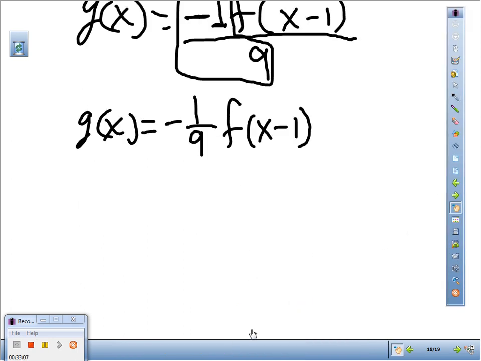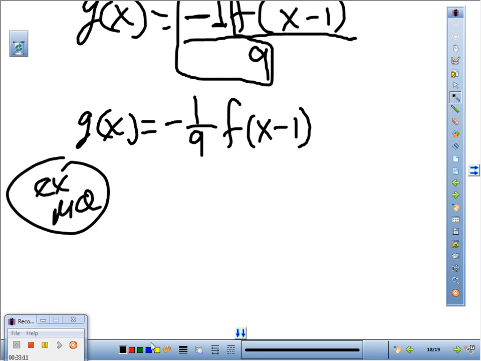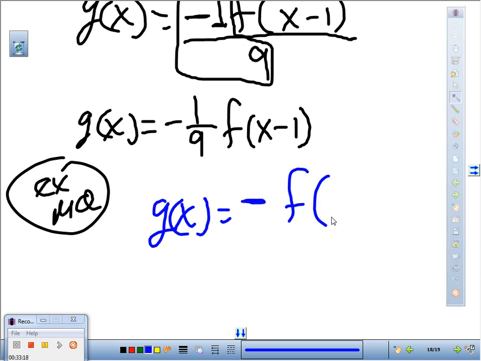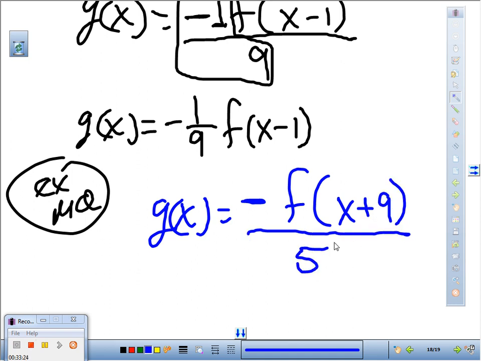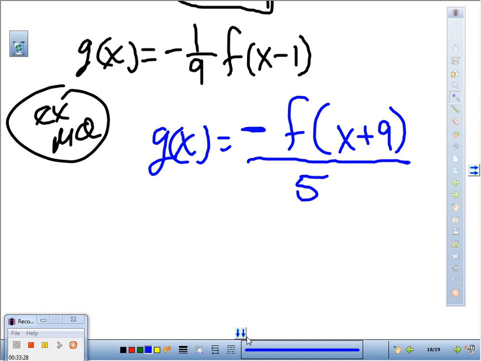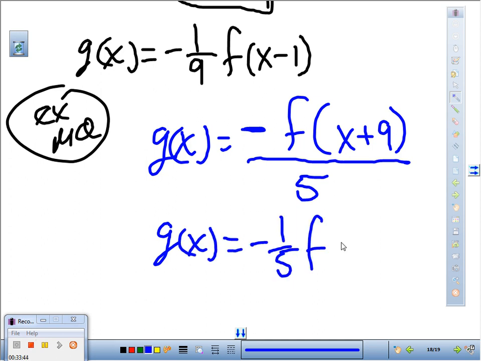Copy this next one. I want you to rewrite it, please, before we move on to do a problem. Example, mega Q. Write this down. G of x equals negative f of x plus 9 over 5. Rewrite that one, please, so it can look like the rules that we've been looking at. All right, so who wrote g of x equals negative 1/5 f of x plus 9? Hands if you got that.